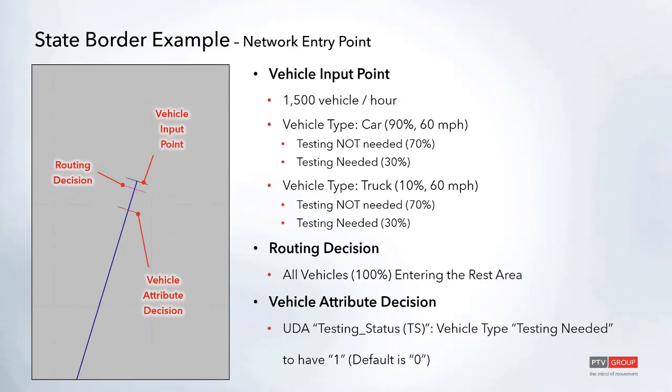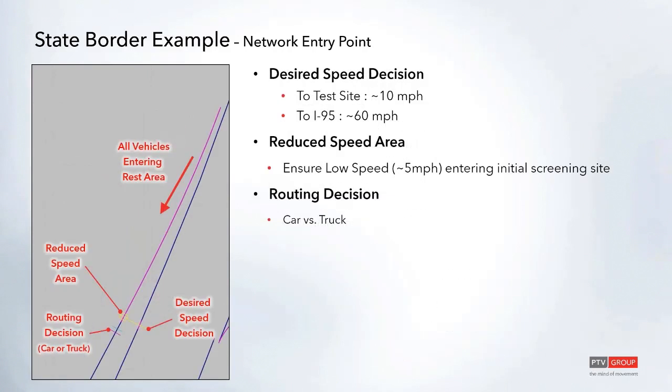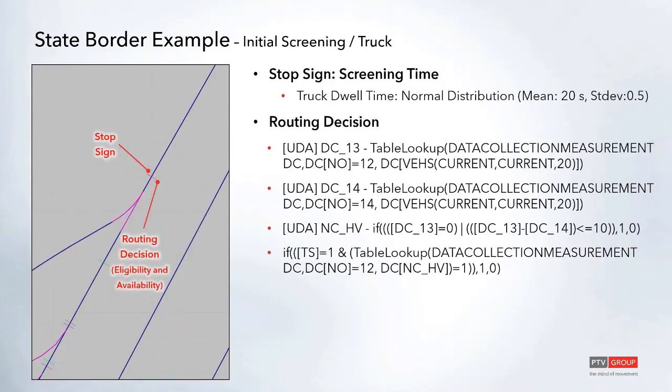So the setup on the North Carolina side is pretty much the same. So these are the southbound vehicles. The vehicle types will be placed onto the network, and their attribute decision will be updated based on whether they need testing or not. And then all of the vehicles will pick up a route and will travel directly into the rest area. From there, they'll pick up another routing decision, whether they're a car or a truck. And the trucks will get sent down to the truck testing center, and they will perform their initial screening here with just a single stop sign that has another normal distribution applied to it.